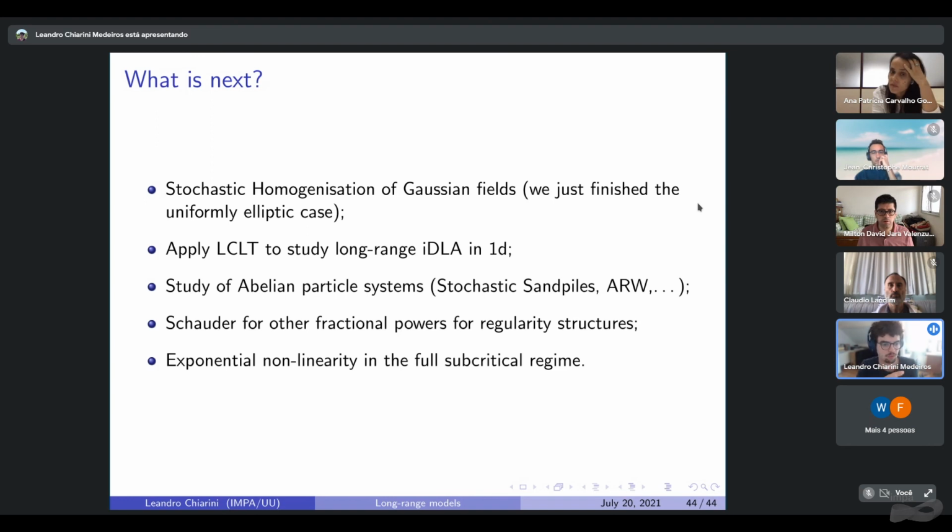Then this is a project that has recently started with Alexandre Staufer. I have started looking more into abelian particle systems like activated random walk and stochastic sand piles, which are related to the things that we worked on in the thesis, not necessarily for long range, but even a finite range is very interesting, or nearest neighbors. So this is something that I'm starting now.